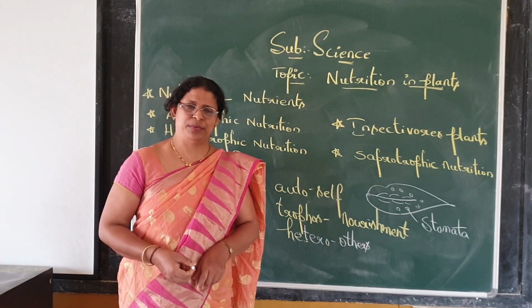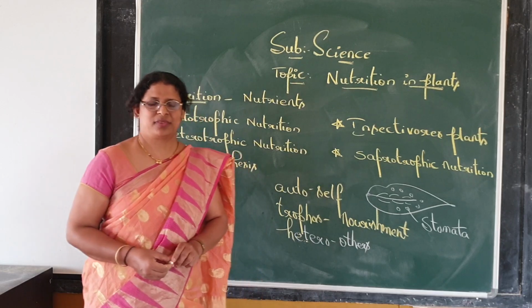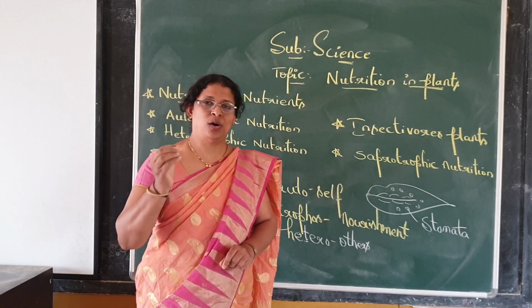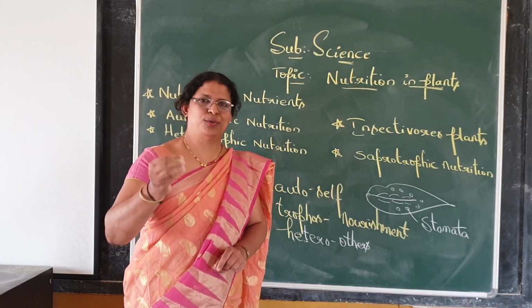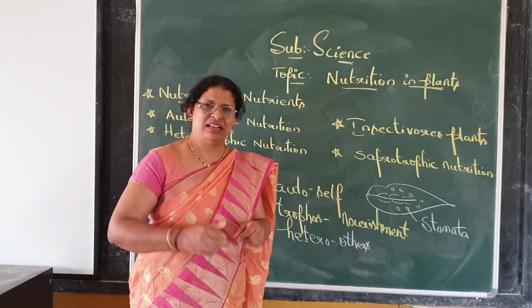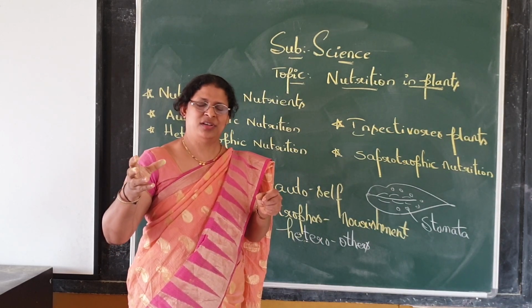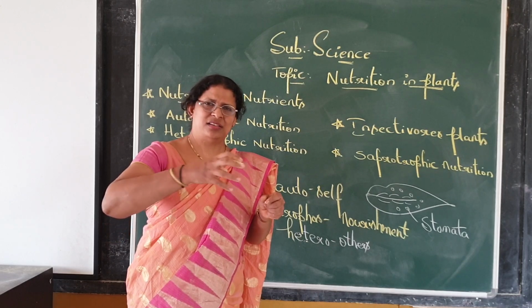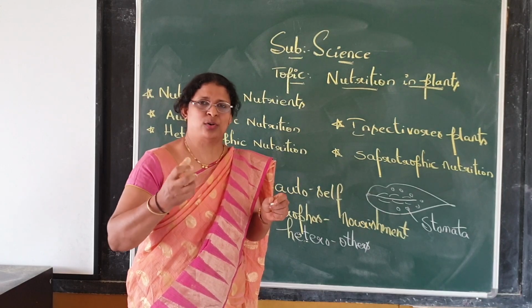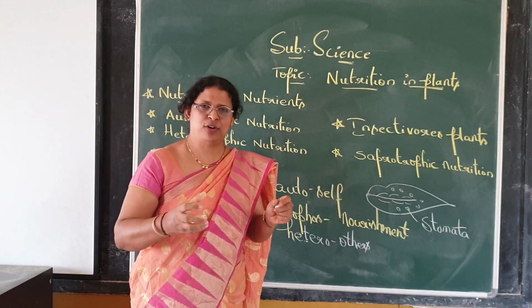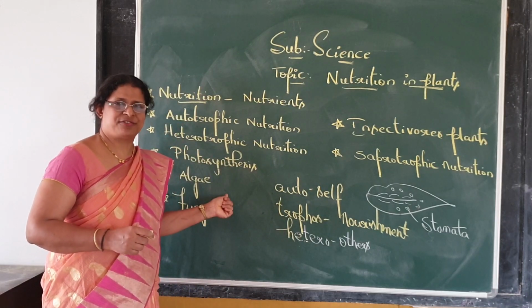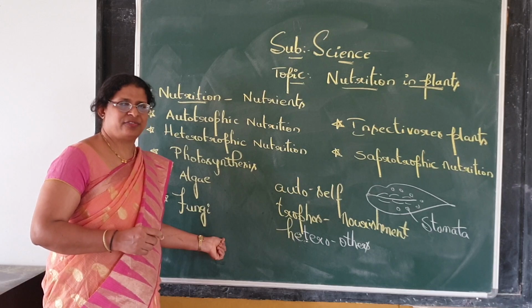Let us take one example of bread. When you take a bread, sprinkle water on it and keep it for two to three days, what happens? You can see that there is a fungus formation. The formation of black color starts appearing on the bread. That formation is nothing but the fungus. That is the difference between algae and fungi.